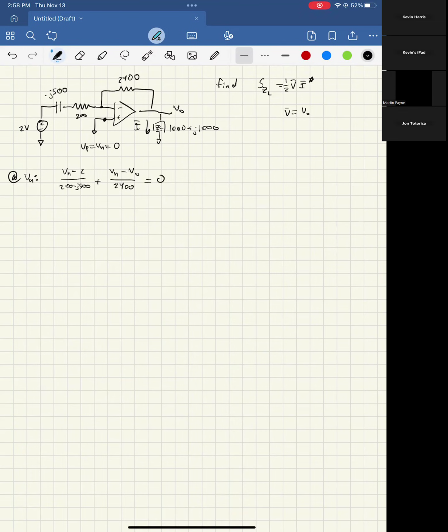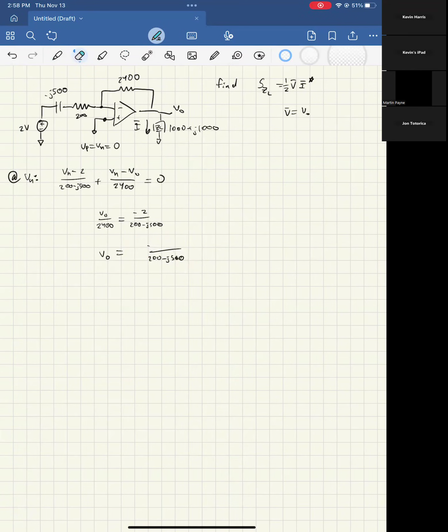And remember that VP and VN are 0, so we can rewrite this as VO over 2400 equals -2 over (200 minus j500). And then we can multiply by 2400 and we get -4800 over (200 minus j500), I believe. Yeah. And I'm actually going to write this in a slightly different way so I can make a point.